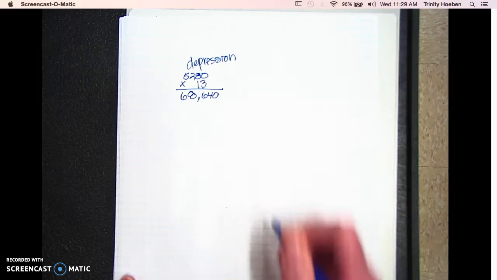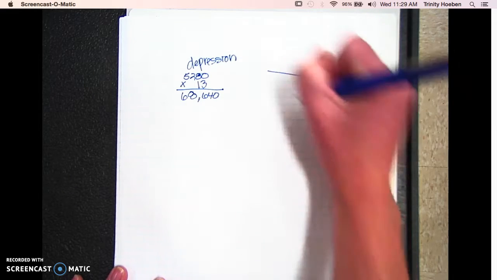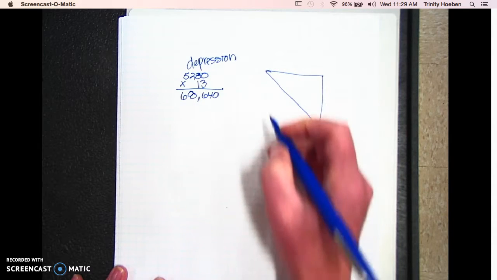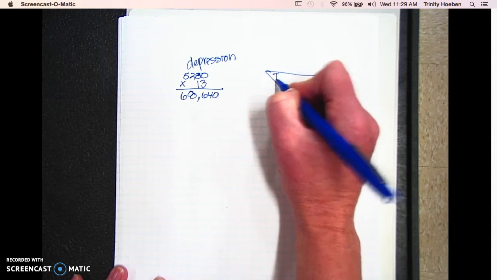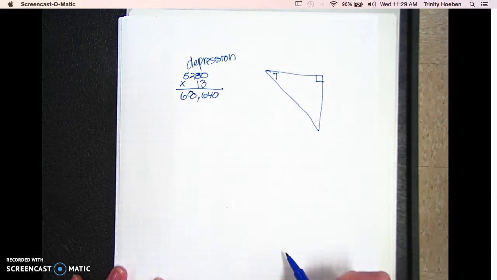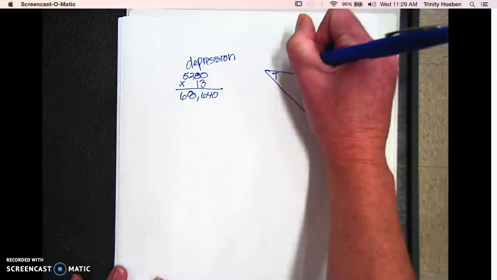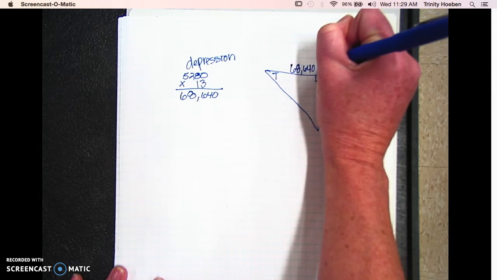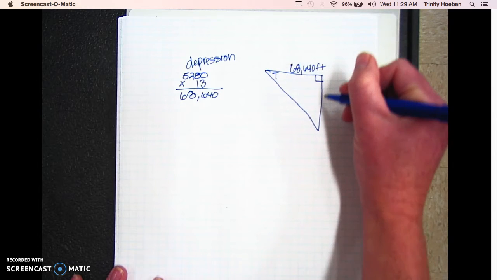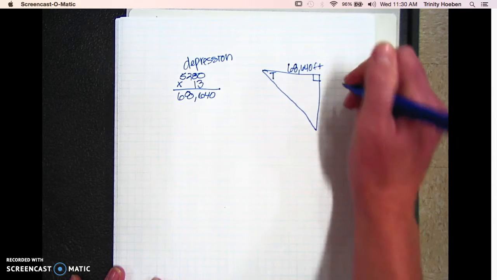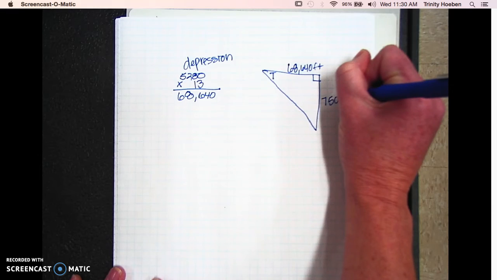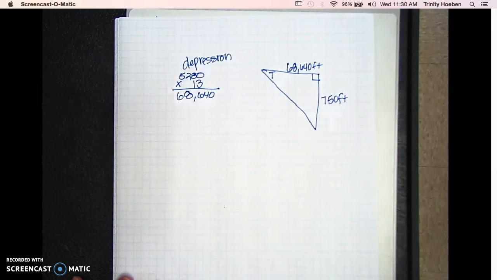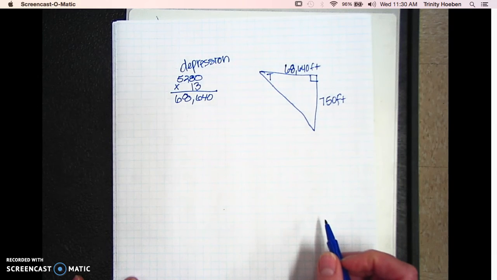So you should get 68,640. All right? So this time, we're going to draw our triangle like this. We're going downhill. We'll call this angle T. Here's your right angle over here. And this time, it's 68,640 feet. And on the elevation map, it shows a difference of 750 feet. So you lose 750 feet in elevation. Okay?